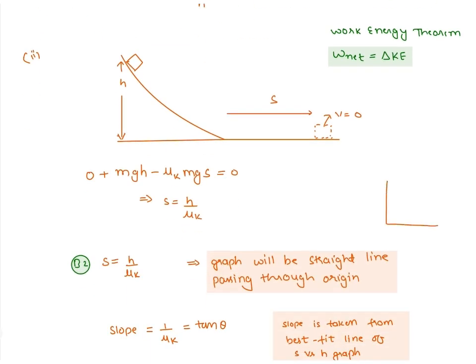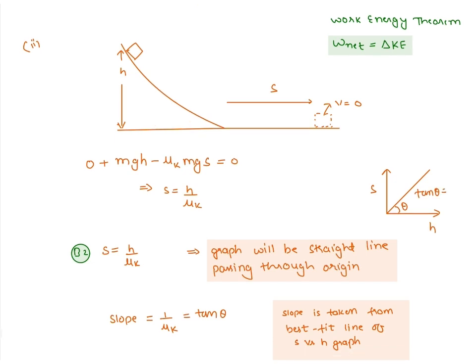If I take this to be h and this to be s, then the graph between s and h will be a straight line. So this will be a straight line passing through the origin. This will be angle theta. And what will be the slope?